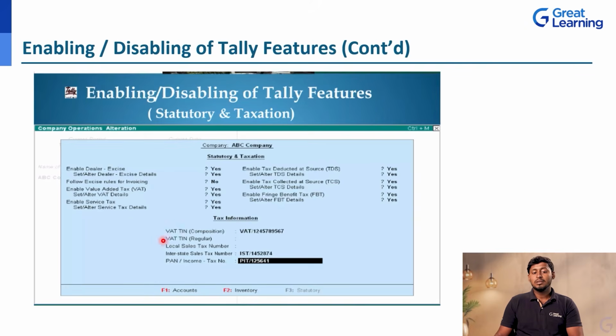So tax information, that is the VAT TIN number, and now it will ask for the GST number also, correct? So that tax identification number you need to give, and whatever the interstate sales tax number or PAN or income tax number, all these things you need to give in these details. Then all the enabled features will be shown here.